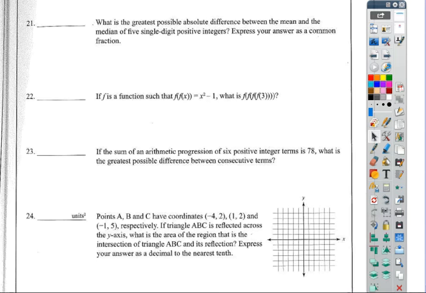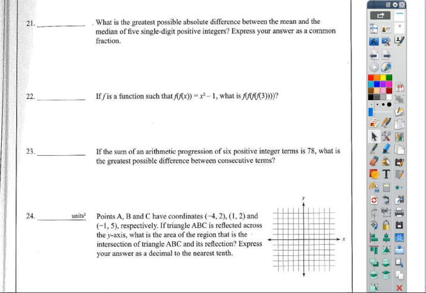This is the MATHCOUNTS 2015 chapter competition. We're going to look at problems 21 through 24. What is the greatest possible absolute difference between the mean and the median of 5 single-digit positive integers? Express your answer as a common fraction.